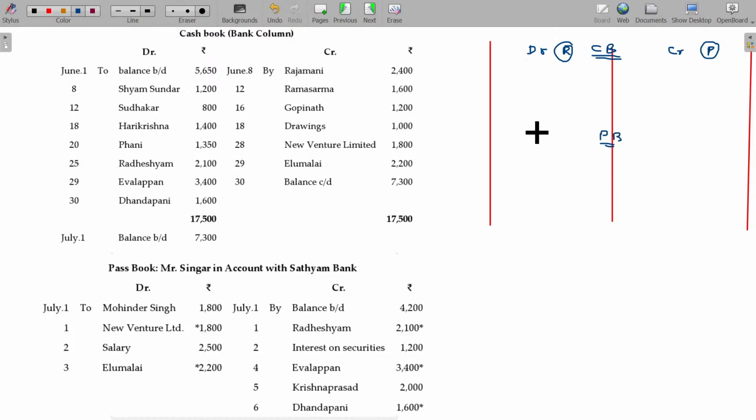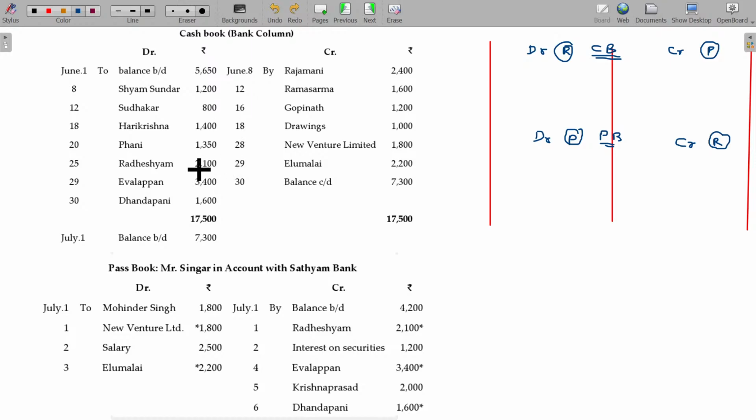Here, debit and credit. But from the banker's point of view, the credit side is nothing but receipts and the debit side is nothing but payments. Right. Here, Shyam Sundar 1200. There is no corresponding credit. Is it a reason for disagreement or not? 1200 is here. There is no corresponding 1200 here. Is it a reason for disagreement or not? No. This is not a reason for disagreement.